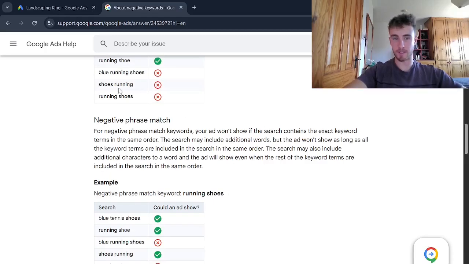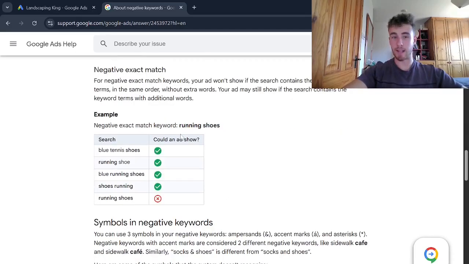So the only difference in this case is that with broad match, your ads wouldn't appear for shoes running because those are the two words of that phrase, but they do appear with a phrase match negative, because phrase match only blocks out searches where these words are in the exact same order. And lastly, with an exact match negative, your ads can appear for absolutely any search at all apart from the exact phrase, letter for letter, word for word, running shoes. As you can see here, your ads can appear for anything else.